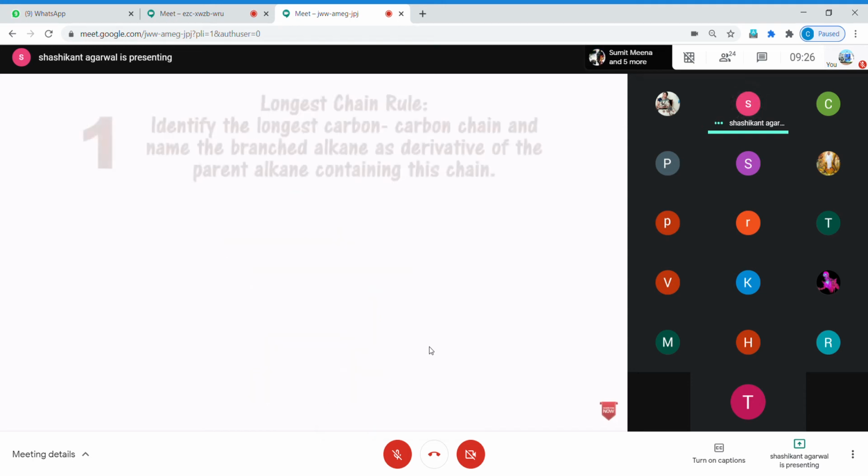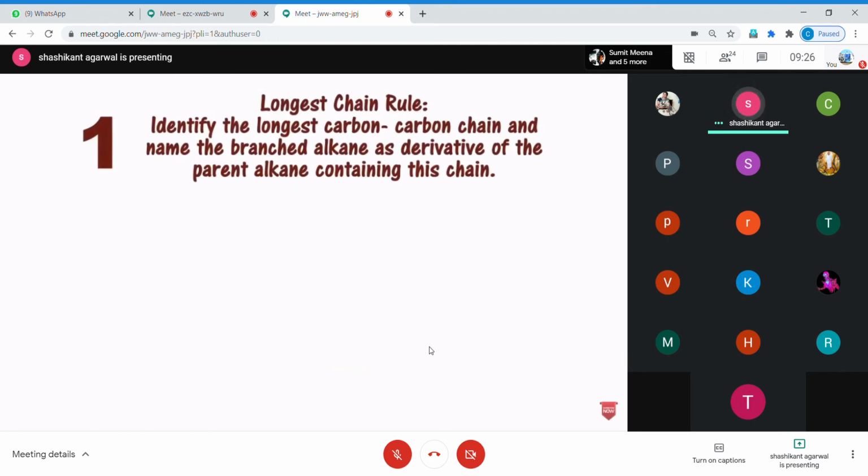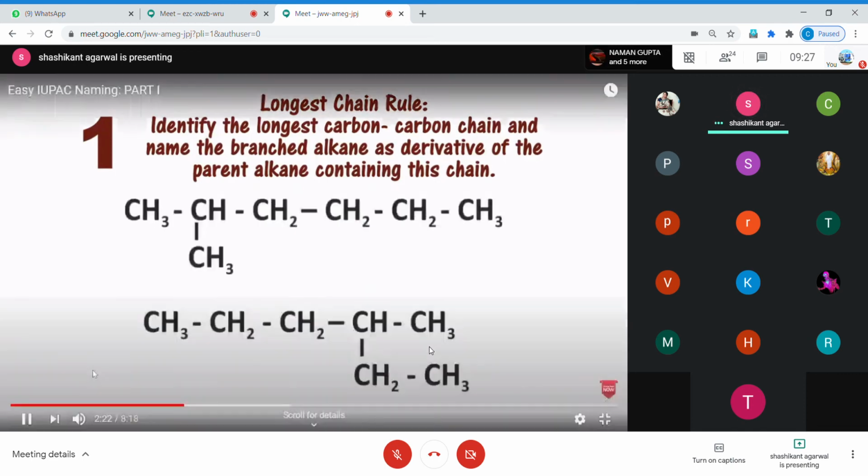Rule number 1: Longest chain rule. Identify the longest carbon-carbon chain and name the branched alkane as a derivative of the parent alkane containing this chain. Now children, a systematic order has to be followed, because after the presentation I'll be presenting some MCQs to you, and I'll really appreciate it if you answer. The first rule is that you have to select the longest chain. The second rule is that the minimum number has to be given to the substituent. We will not play with the order; we will follow the first rule, select the longest chain, and keep the longest chain in the box.